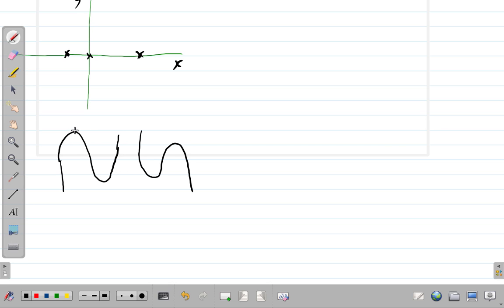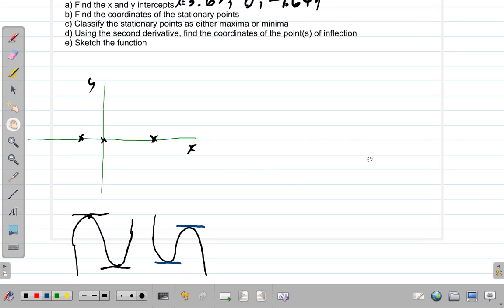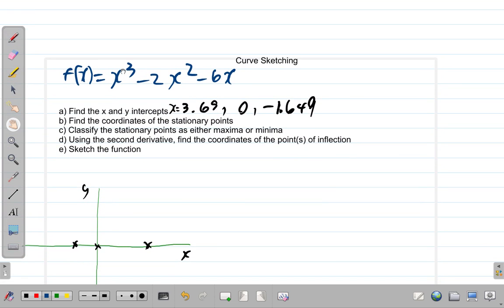If it's shaped like this, the stationary points would be here and here, because at a stationary point the gradient is 0, so if you draw a tangent to the curve, the gradient will be 0. In this case, you have here and here. So you're looking at a local minimum and a local maximum. At these points, the gradient is 0, so what we need to do is find the gradient function, and then since the gradient is 0, you equate it to 0 and find x.